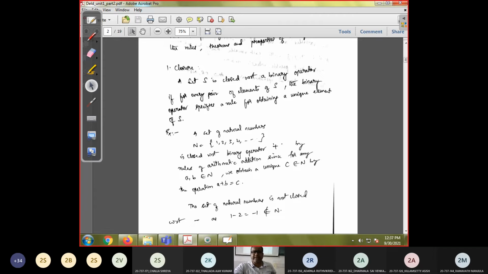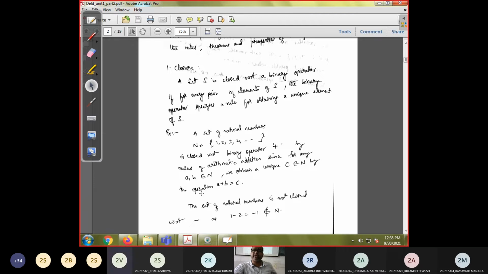Now, say for example, I take once again two numbers from this set. So I'll take 1 and 2. Now I consider the operator as minus. So what is 1 minus 2? It is minus 1. So does minus 1 belong to this set? No. So therefore what do you say here? The set of natural numbers is not closed with respect to the minus operator.